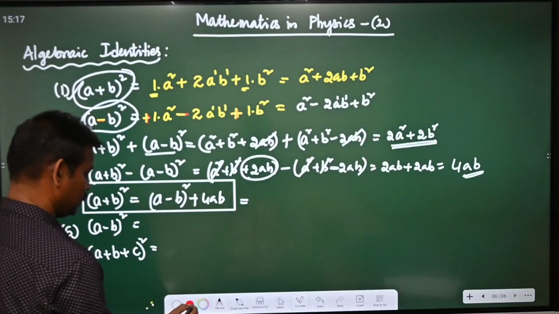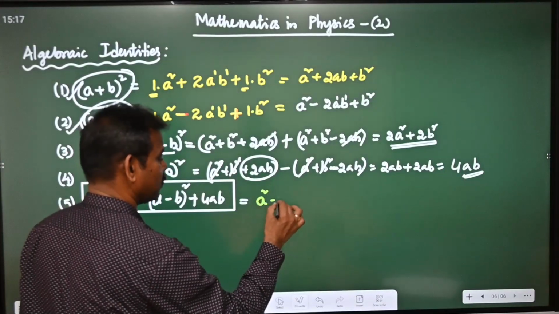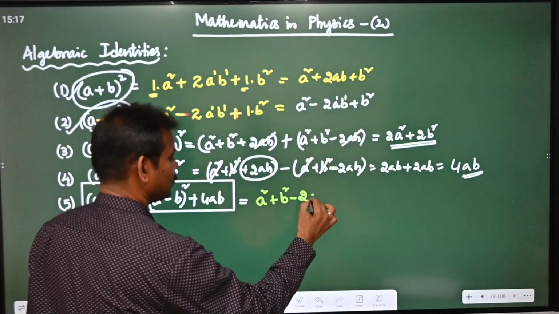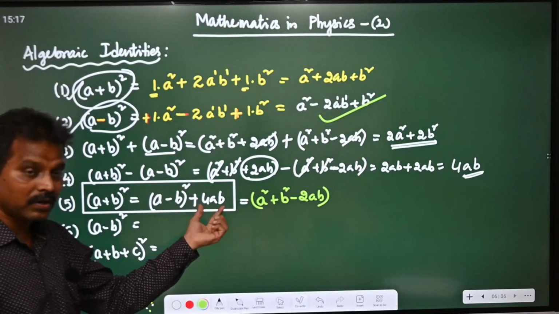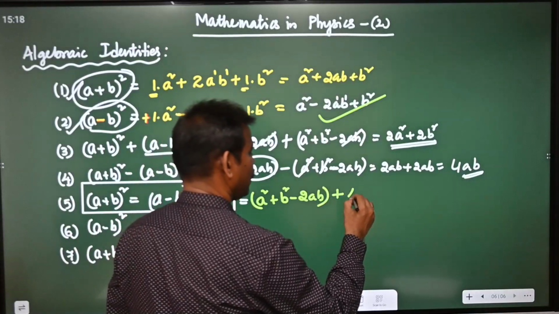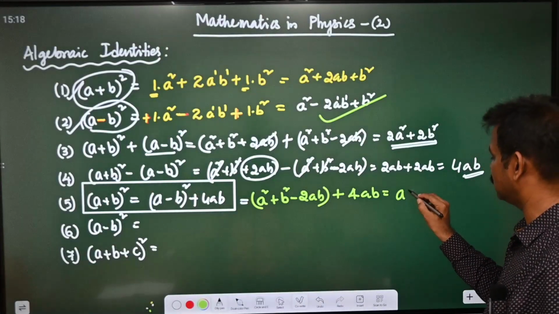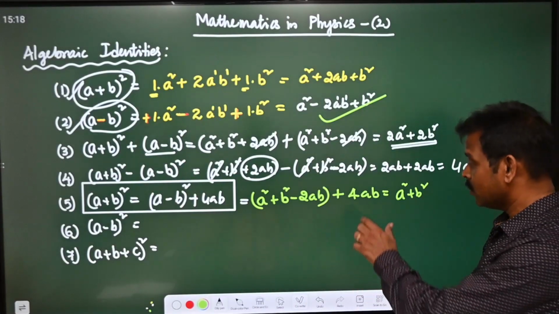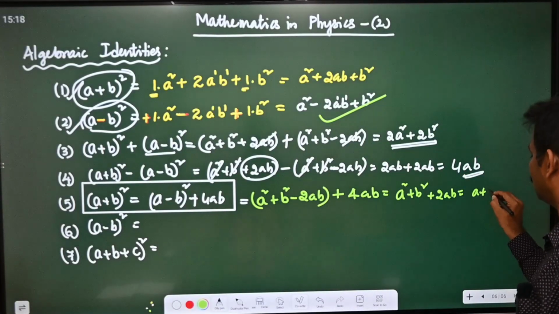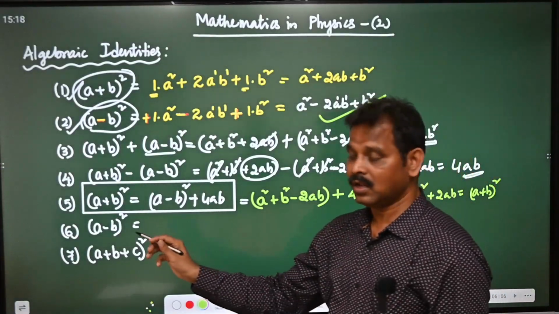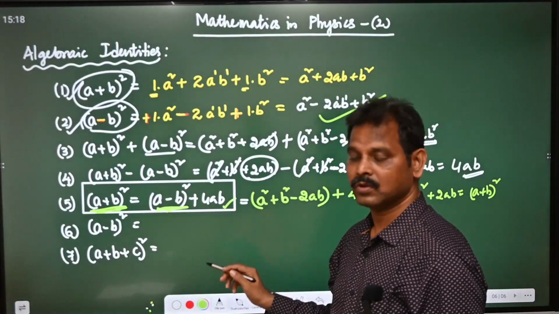This you can write: a minus b whole square written as a square plus b square minus 2ab. This is the second expression, a square plus b square minus 2ab. For that I am adding 4ab. Then I will get, first two terms will not change, they remain as a square plus b square plus 4ab, minus 2ab will become plus 2ab, which is equal to a plus b whole square. So to get a plus b whole square, a minus b whole square plus 4ab.